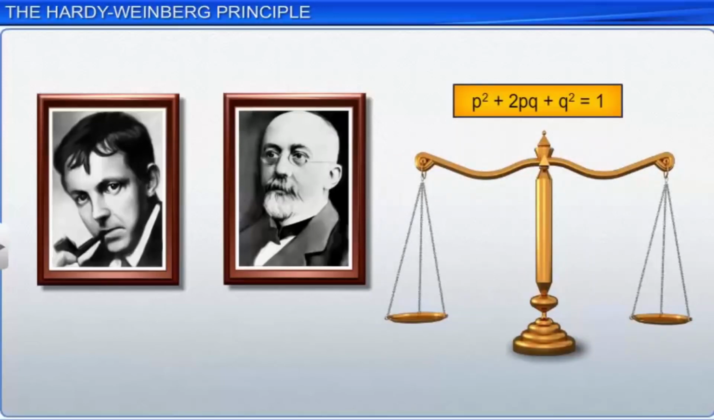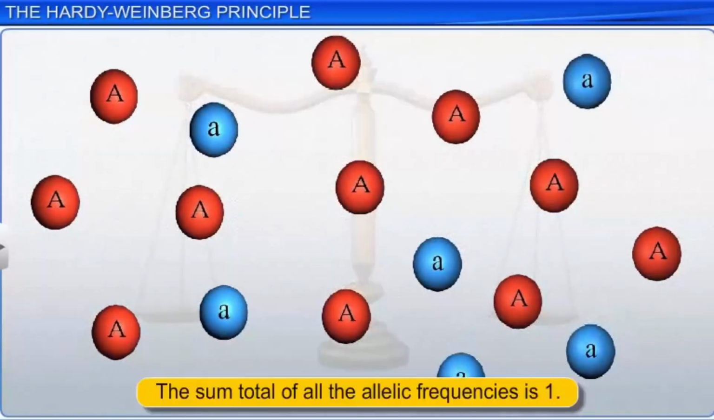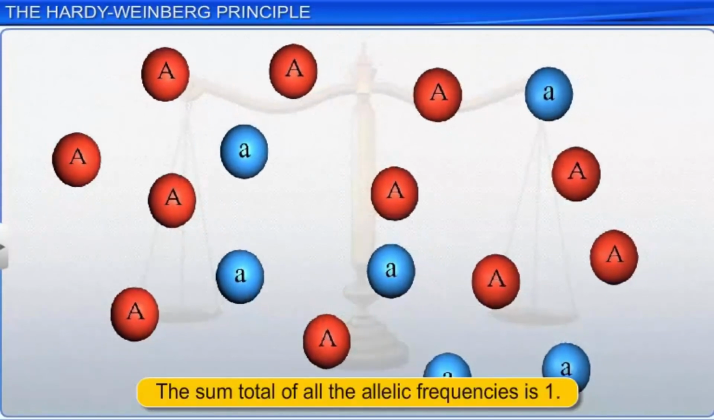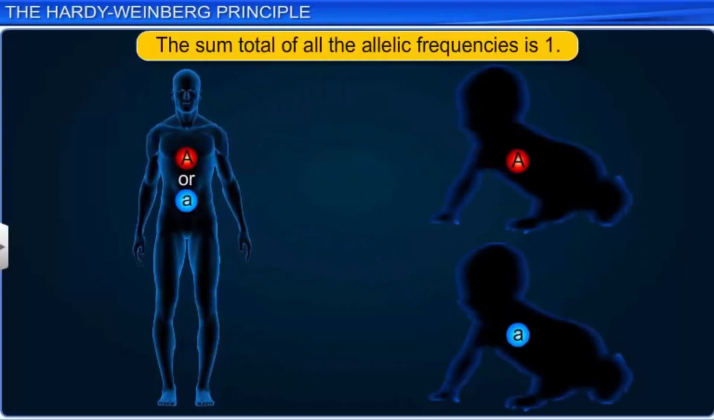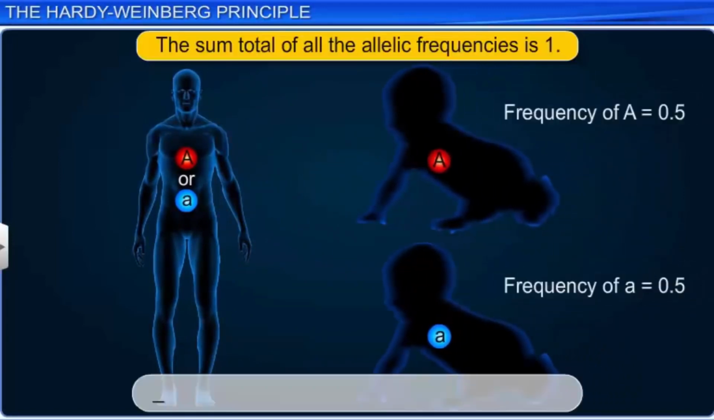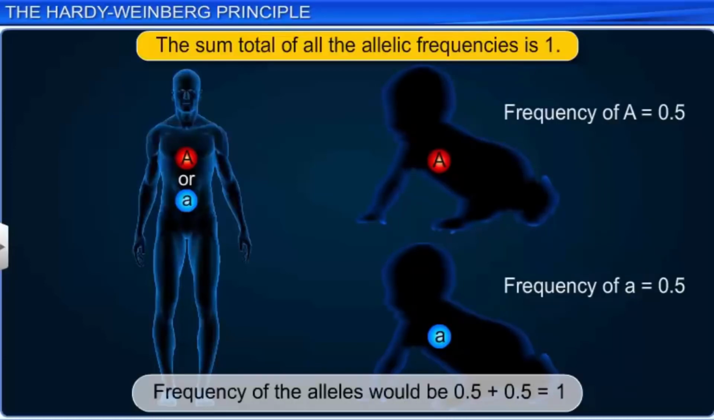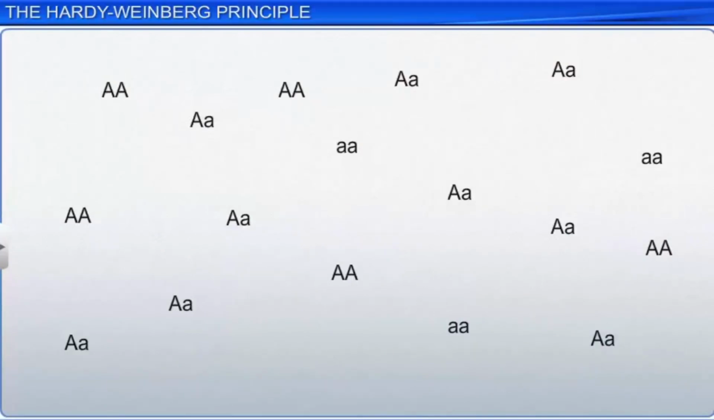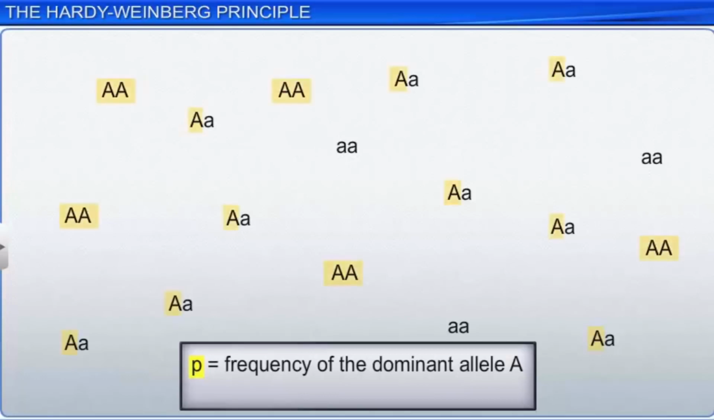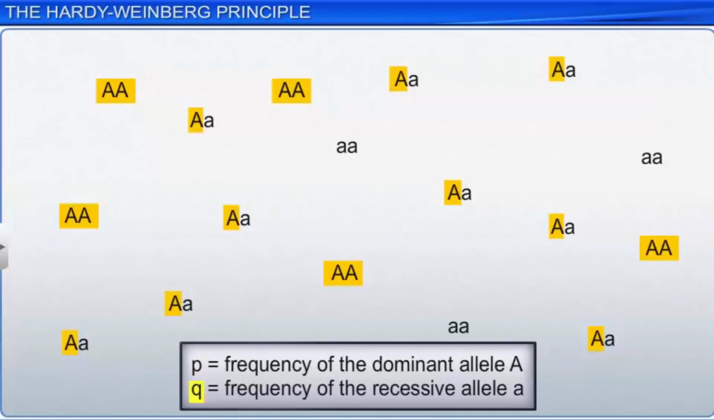Let's understand how this equation is derived. The sum total of all the allelic frequencies is 1. Generally, there are two forms of a gene. That is, two alleles for one character. Each of these alleles has an equal chance of getting inherited. Therefore, the frequency of the alleles would be 0.5 plus 0.5, which is equal to 1. Let us name some individual frequencies as p and q. In a diploid individual, p represents the frequency of the dominant allele capital A, while q represents the frequency of the recessive allele small a.